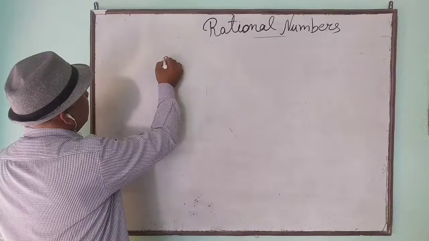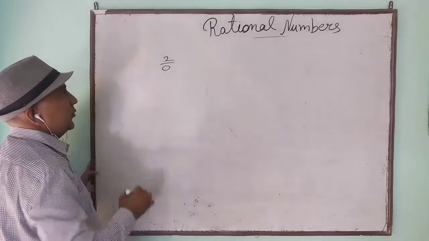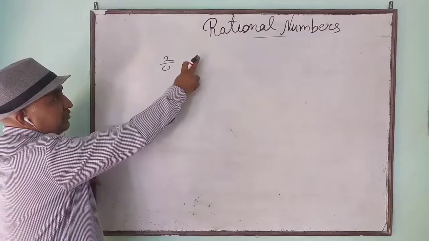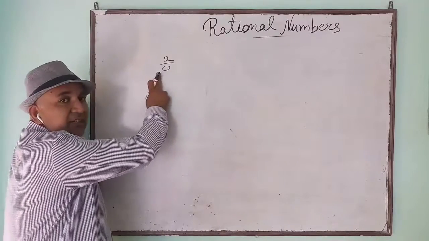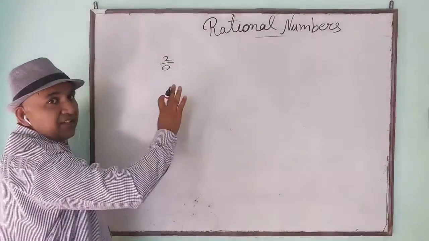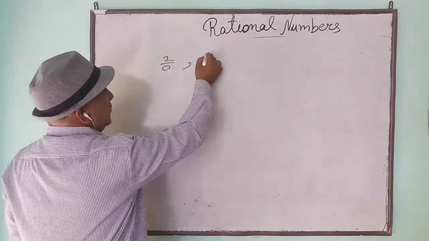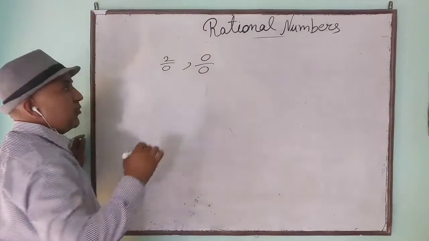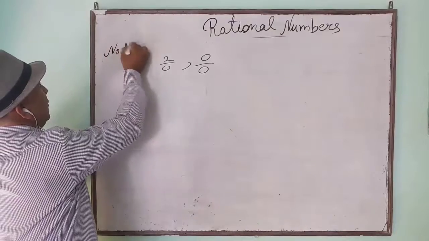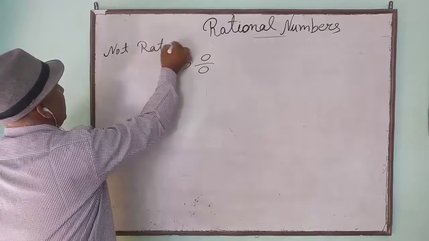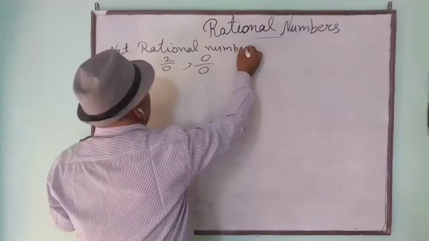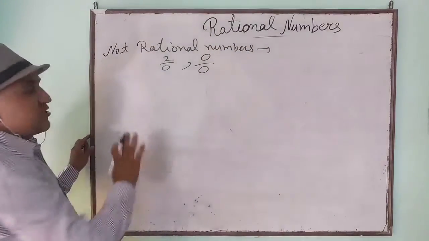Suppose you are writing 2 upon 0. This is not a rational number because in the definition of rational number, the denominator cannot be 0. And 2 upon 0 is an undefined number. It cannot be solved. Similarly, 0 upon 0 is also not a rational number. These are not rational numbers.